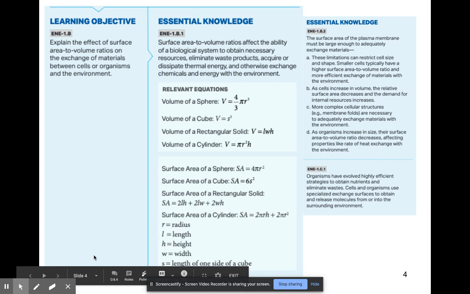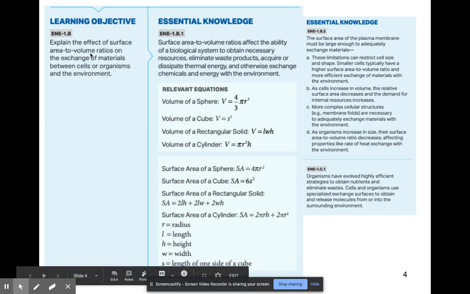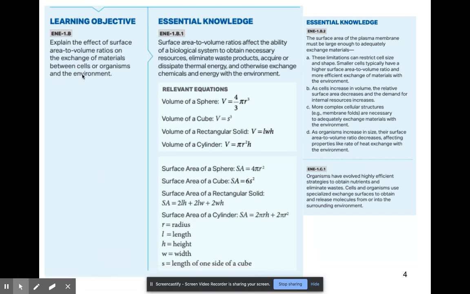All right, these are the learning objectives for this subsection. In this subsection, we're going to talk about cell size, and the effect of surface area to volume ratios on the exchange of materials between cells and organisms in the environment. You guys can read these on your own. This comes from the AP curriculum, and this is what the AP curriculum wants us to talk about. So in this next subunit, we're going to talk about surface area.